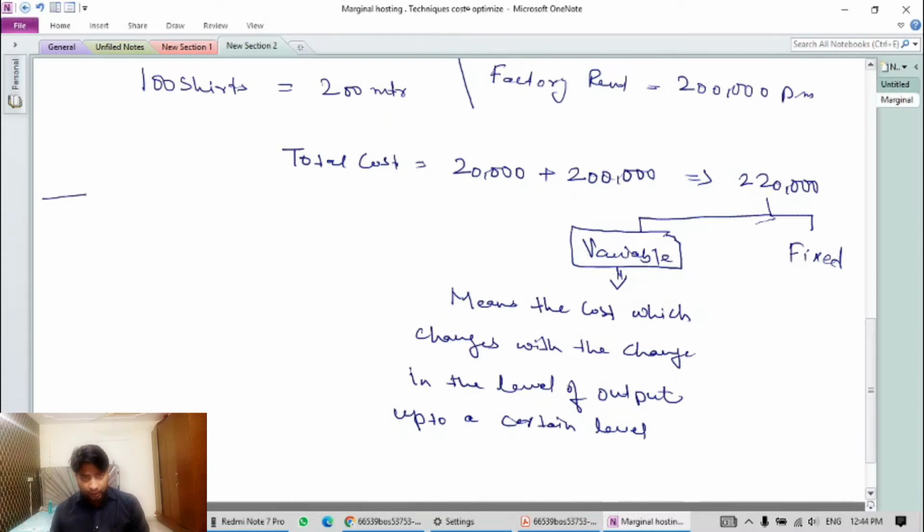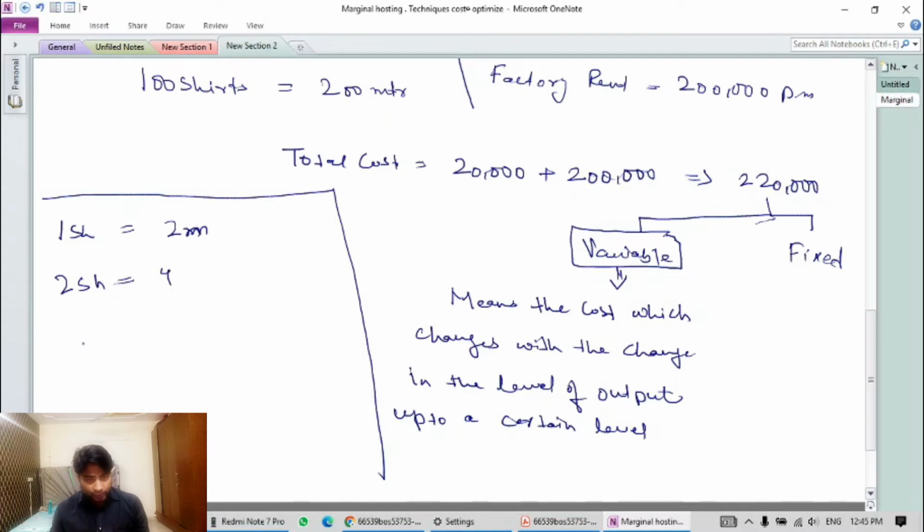Sir, please tell in detail. Okay, let me tell you in detail. For manufacturing a shirt we require two costs. One is the cost of the cloth, and one is the cost of the factory. If I want to produce one shirt, then how much cloth is required? Sir, we need 2 meters. And if I want to make two shirts, then how much cloth do we require? Sir, 4. As you can see, if I need 10 shirts, then how much cloth will be required?